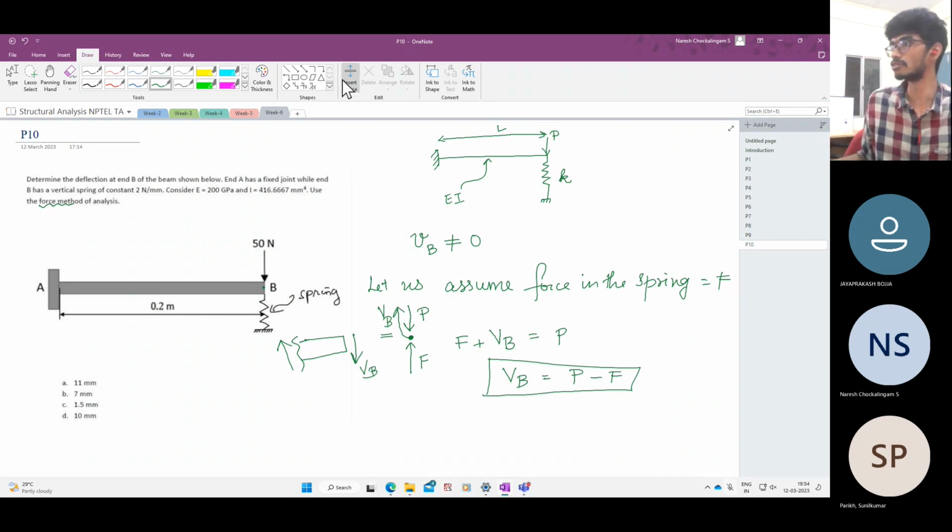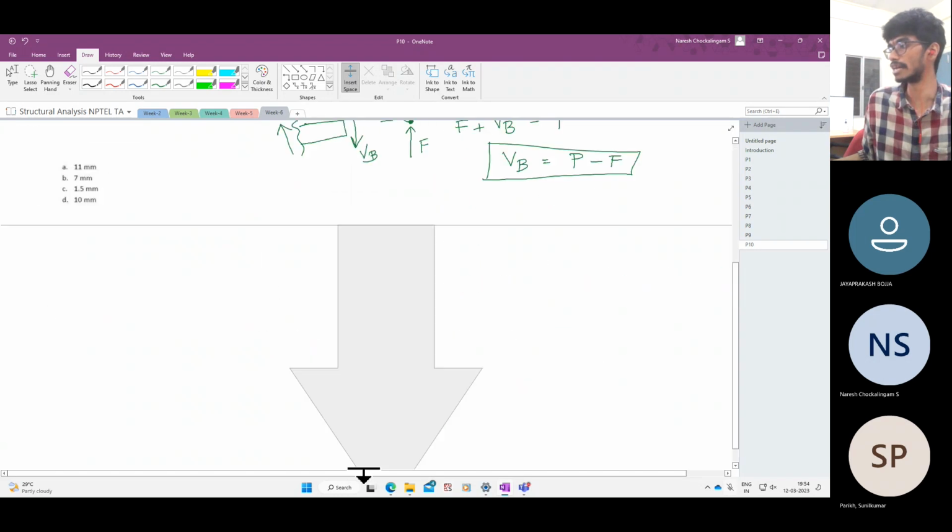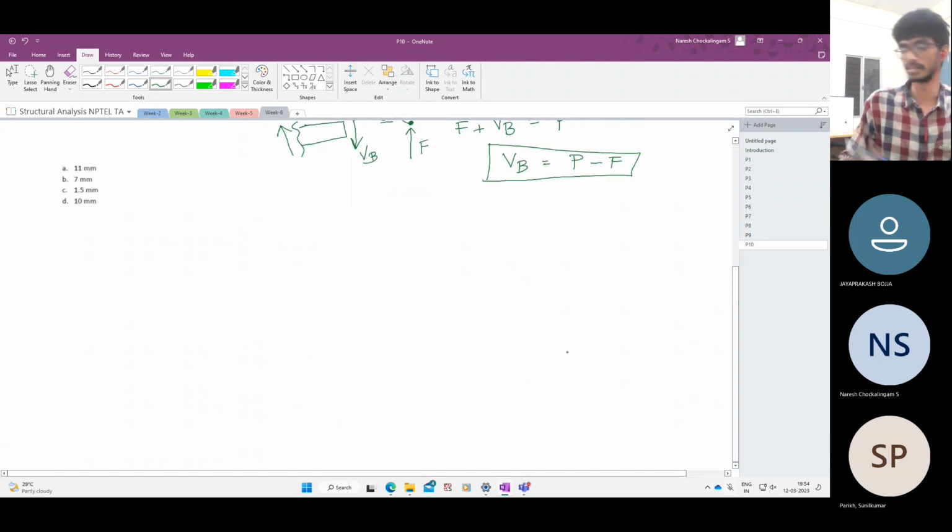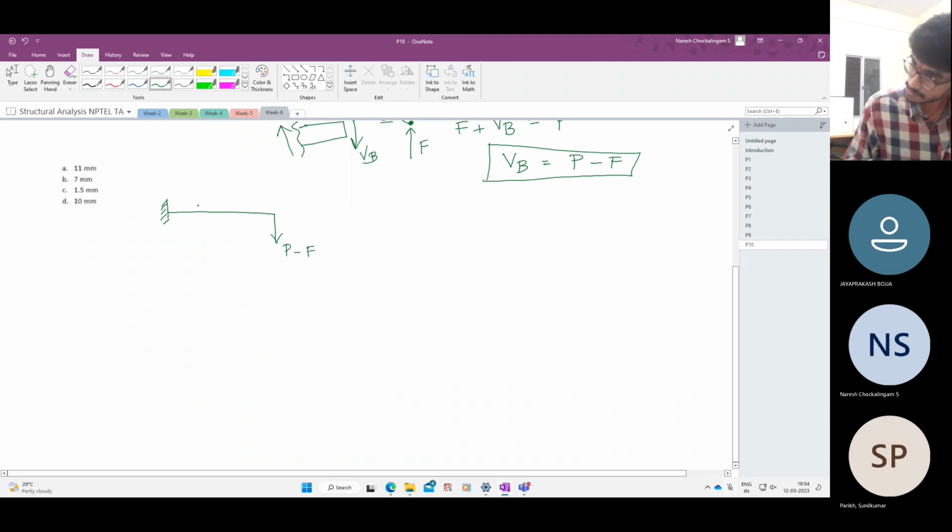So this is basically force method of analysis. We have taken an unknown force F, and now we'll solve for that. How do we solve for it? Let us consider the beam subjected to a force VB, which is P minus F. Which direction does it act? On the beam, it acts downwards. So on the beam, it has a force P minus F. What is the deflection due to this? So the beam will deflect. Let us call this deflection delta 1.